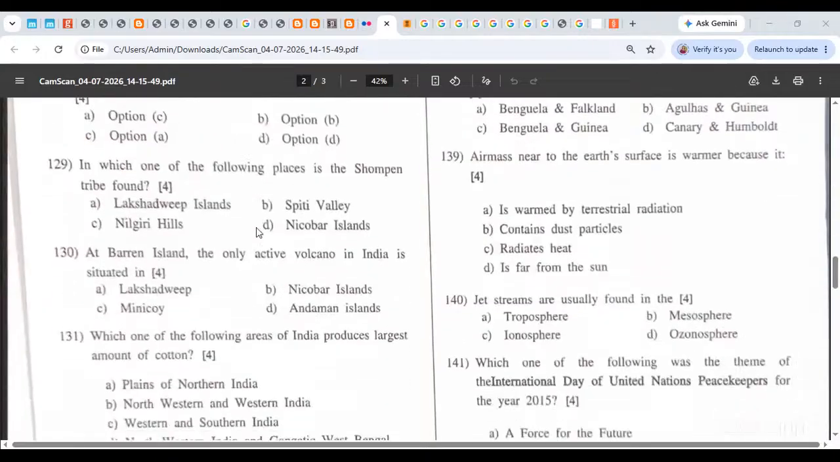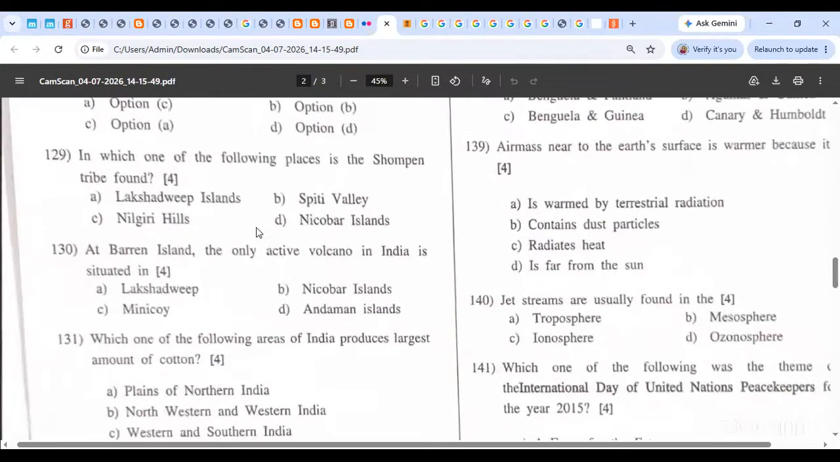All right. Question 129. In which one of the following places is the Shompen tribe found? Now, this is a heavy question, because I don't know from where we've derived this question, but I can relate it to the current affairs right now also. This is one of the largest isolated tribes in the world, and one of the very last ones, because there are not many isolated tribes in the world. We are looking at the Shompen tribe.